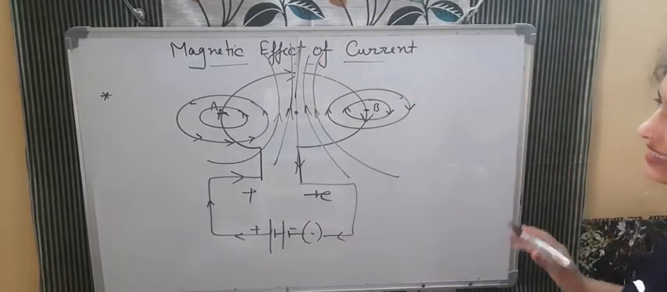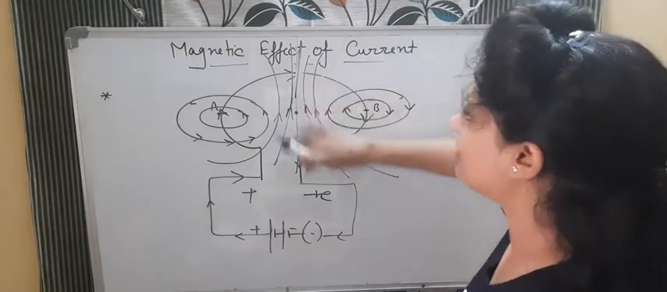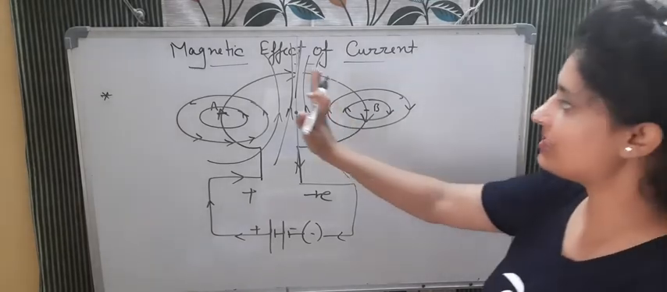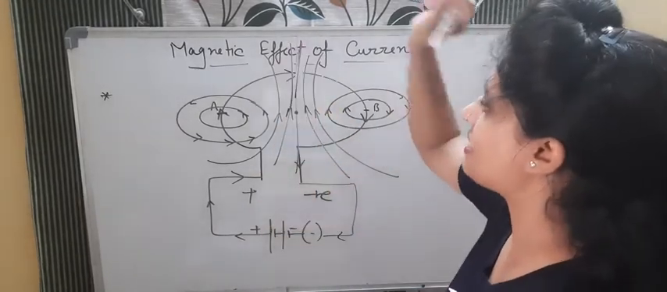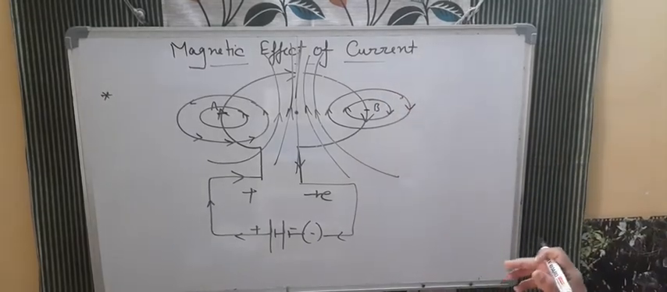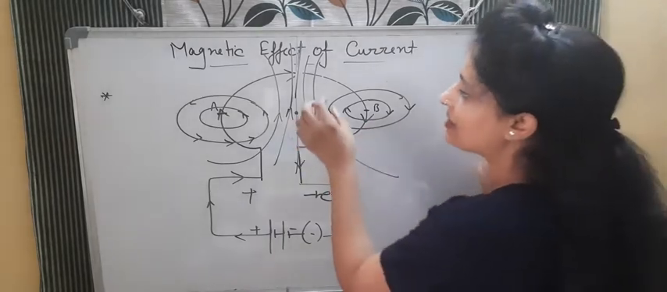So what we can say, in case of a current carrying loop, at the center, the pattern will be like uniform magnetic field. So the pattern will see that all are going in the same direction. And because it is a vector quantity, tell me where will be the strength of magnetic field more in this case?